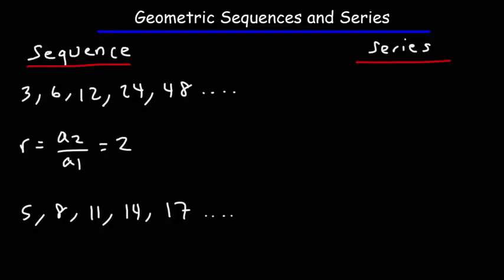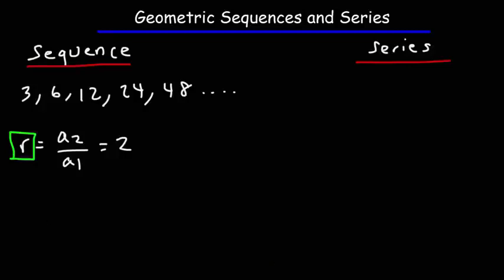In an arithmetic sequence, there's a common difference. If you take the second term and subtract it from the first term, 8 minus 5 is 3. If you take the third term subtracted by the second, 11 minus 8 is 3. So that's how you could distinguish an arithmetic sequence from a geometric sequence. An arithmetic sequence has a common difference between terms. A geometric sequence has a common ratio between terms. Within an arithmetic sequence, you're dealing with addition and subtraction. For a geometric sequence, you're dealing with multiplication and division between terms.